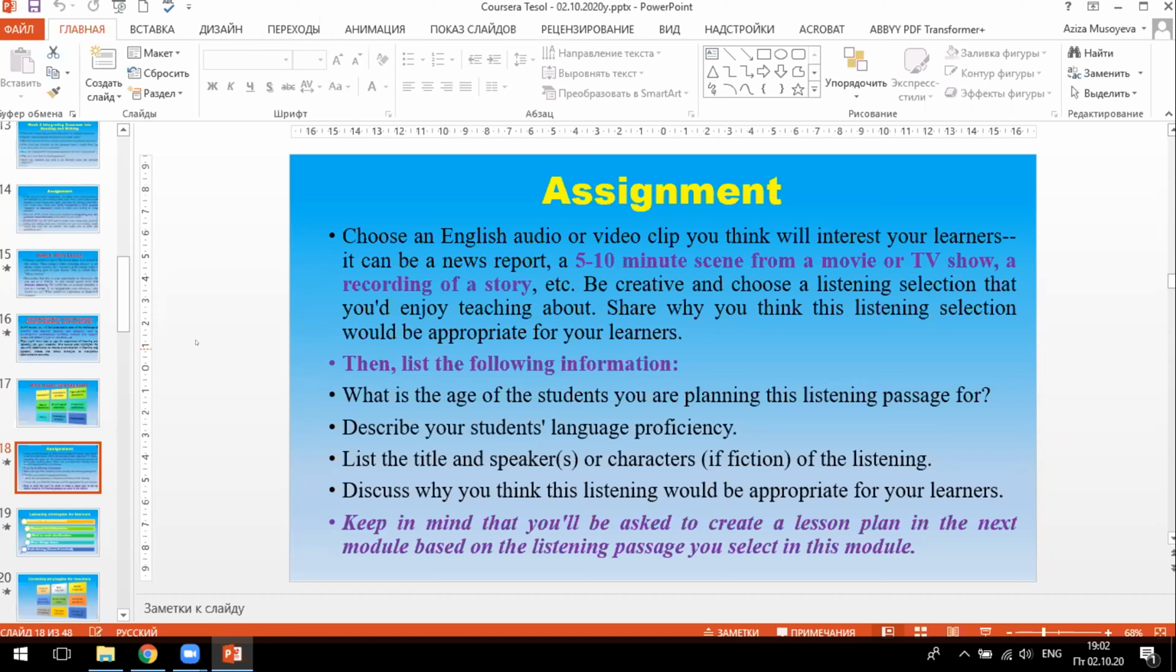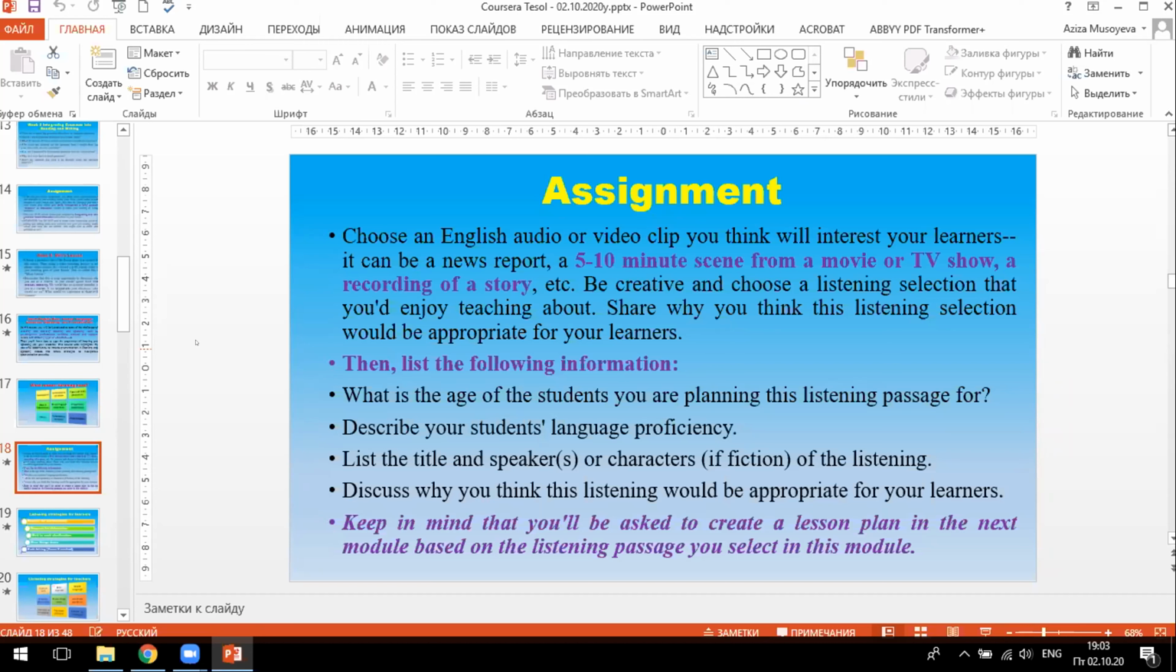Okay, so then you need to list the following information. You need to say what the age of your students is. It's not a lesson plan, you just write down that you are taking, for example, an English audio. Then you write that your students are, for example, 20 years old, 22 years old, or maybe 6 years old pupils. And you need to say their language proficiency, list the title of the speakers or characters of the listening, and discuss why you think this listening would be appropriate for your learners.